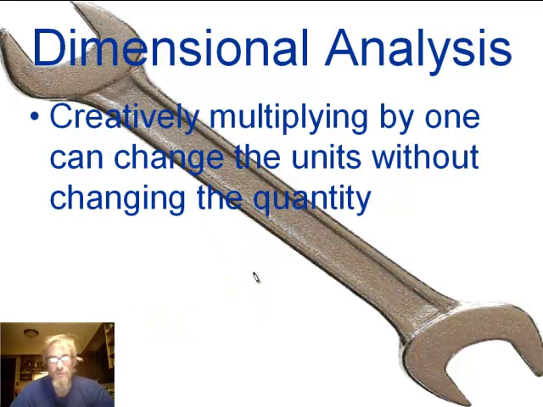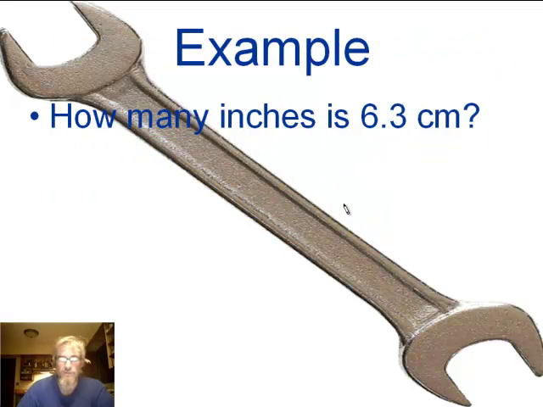So we make use of these two things, and we demonstrate our human capacity for creativity. We multiply by values of 1, quote unquote, as many times as we need to, so that we can change the units without actually changing the size of what we're starting with. Just get the units into different values. Here's an example. How many inches is 6.3 centimeters?